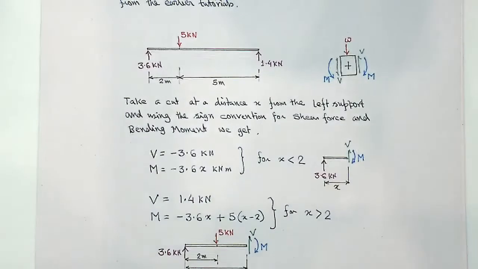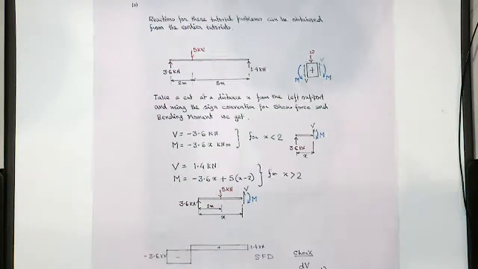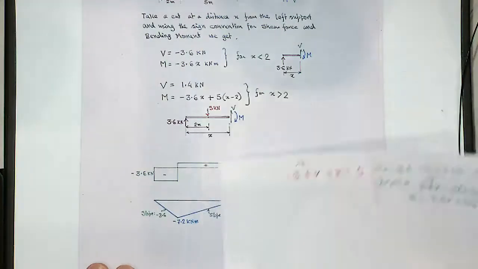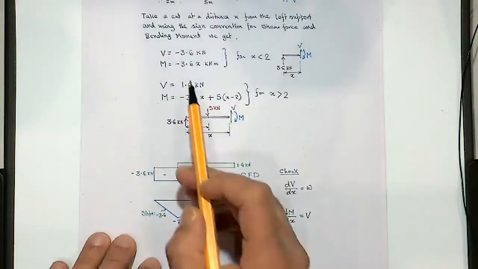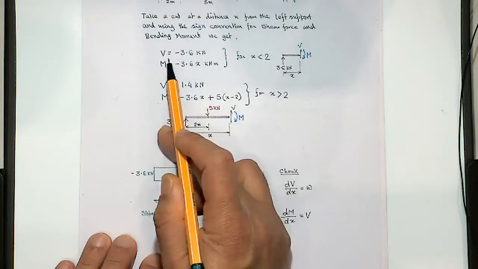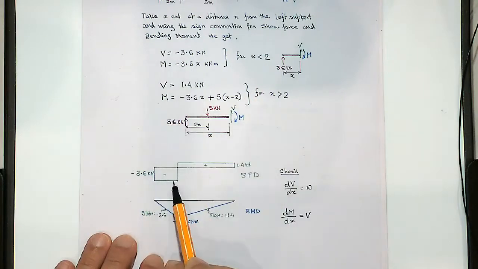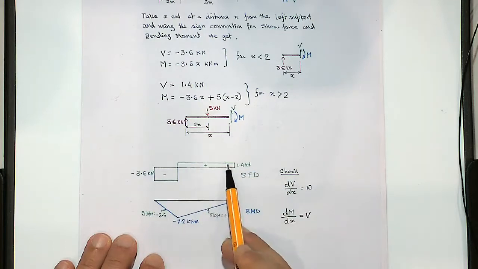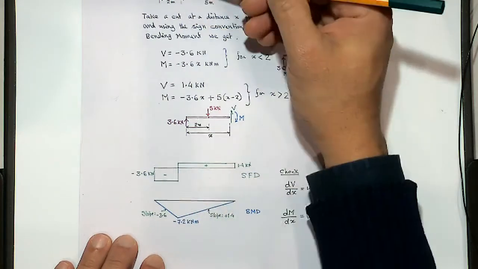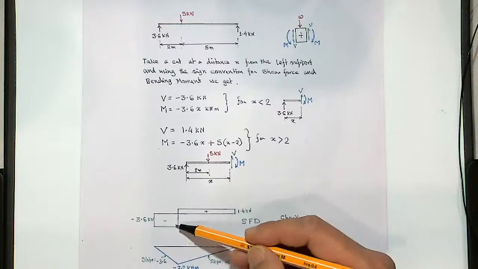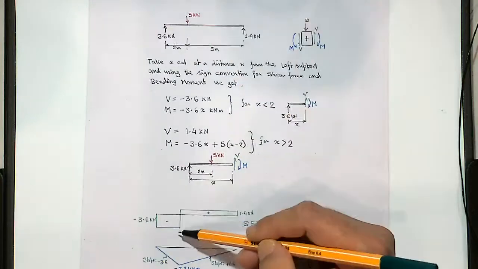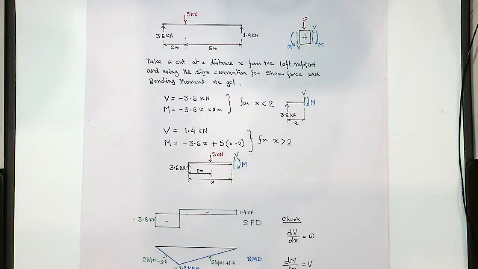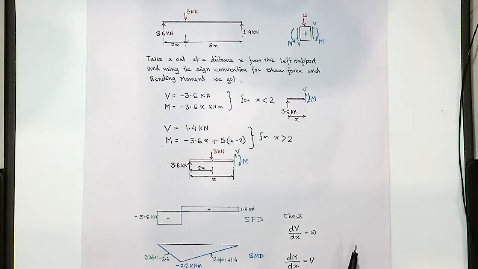So if we draw now the bending moment and the shear force diagram, this is what we will get. So for x less than 2, shear force is minus 3.6. So I put that in. For x greater than 2, plus 1.4. And then of course there is a jump at this point here, which is the load. 3.6 plus 1.4 is 5 kilonewton. So you could see there is a jump under the concentrated load.